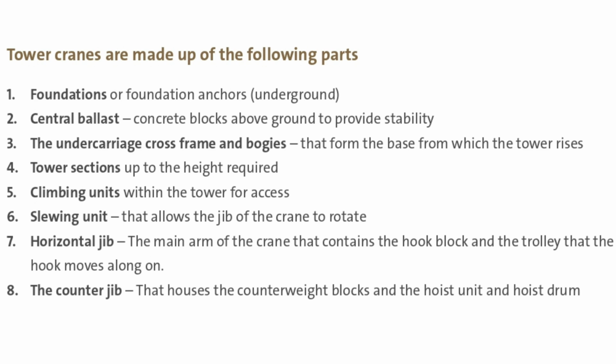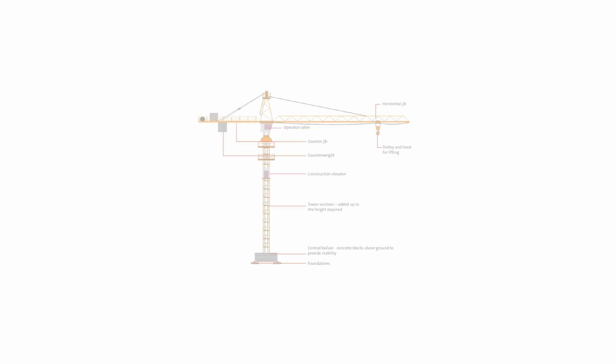7. Horizontal jib, the main arm of the crane that contains the hook block and the trolley that the hook moves along on. 8. The counter jib, that houses the counterweight blocks and the hoist unit and hoist drum.